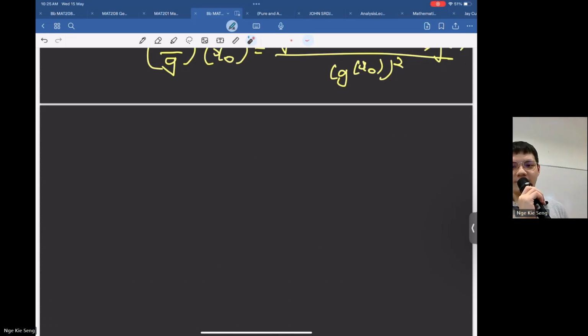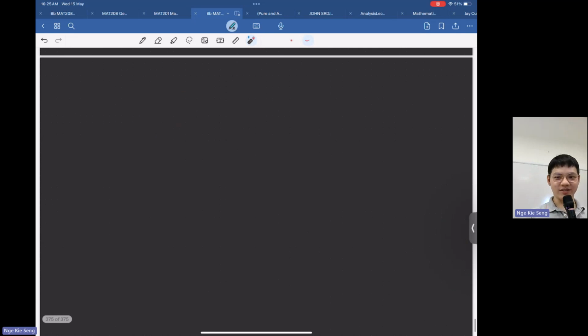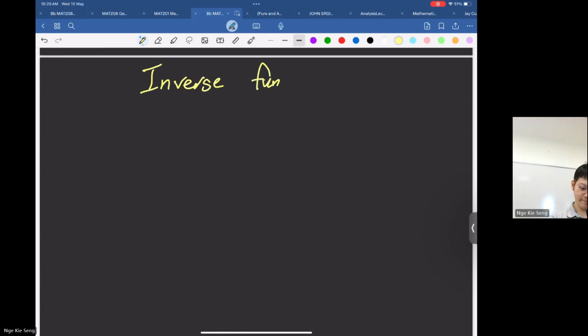So yeah, let's discuss this inverse function. Okay, how about differentiability for the inverse function?